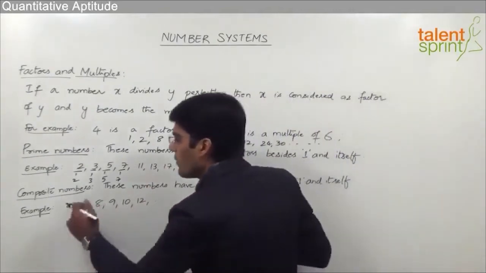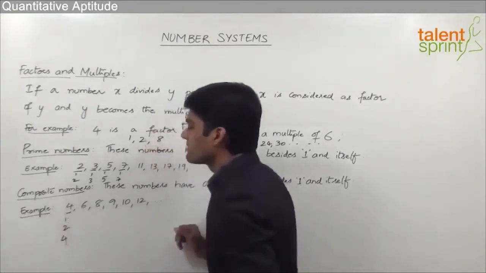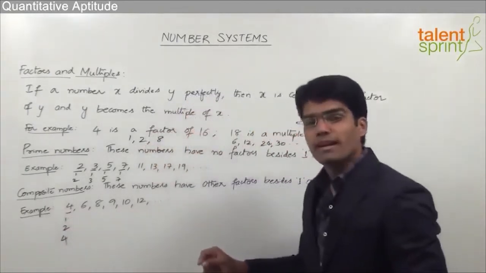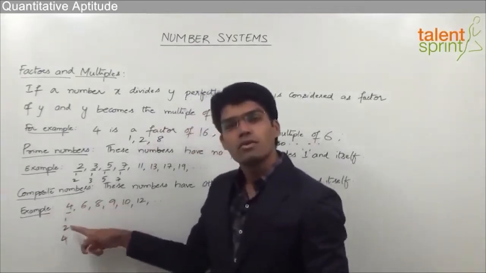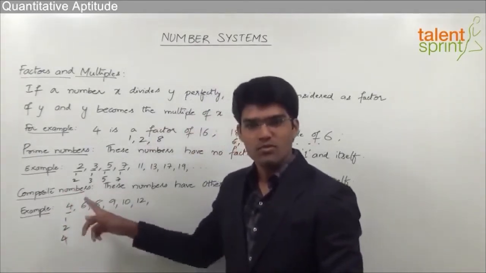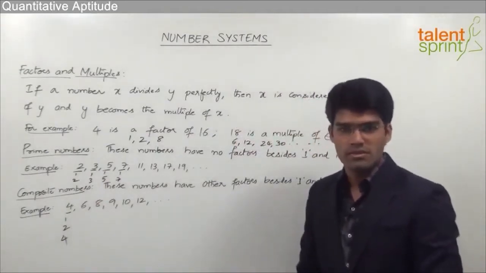For example, 4. The factors of 4 are 1, 2 and 4. So we can see that there are more than two factors. Apart from 1 and the number itself, 2 is also a factor of 4. Why? Because 2 can divide 4 exactly. So 4 cannot be a prime number as it has more than two factors. So it is called a composite number.